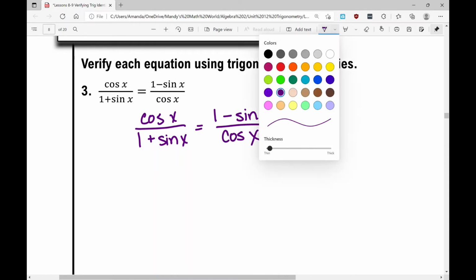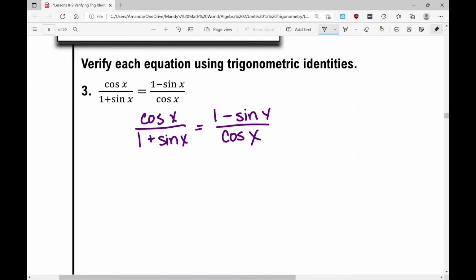What is the conjugate for 1 plus sine x? It's 1 minus sine x. And what I do to the bottom, I've got to do to the top to keep it proportional, right? So that it's the same value in this fraction.